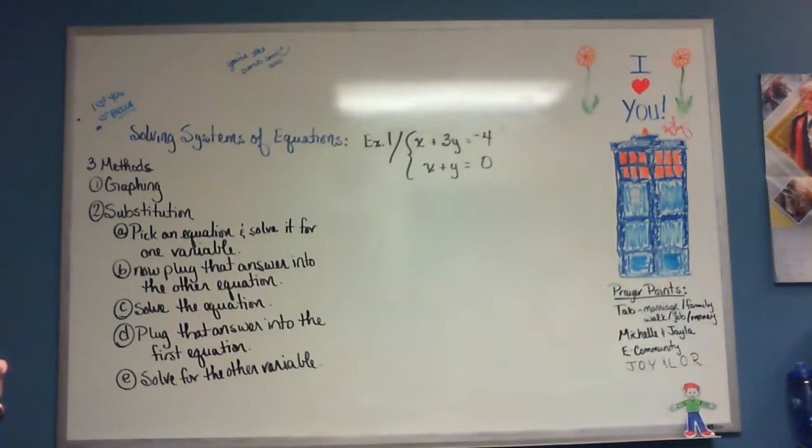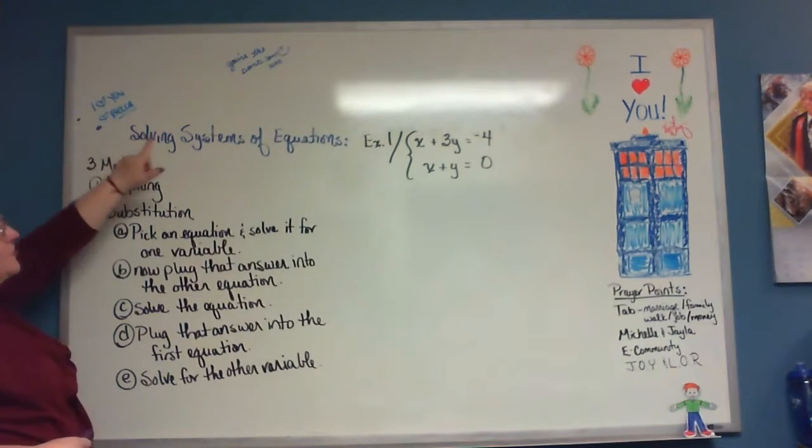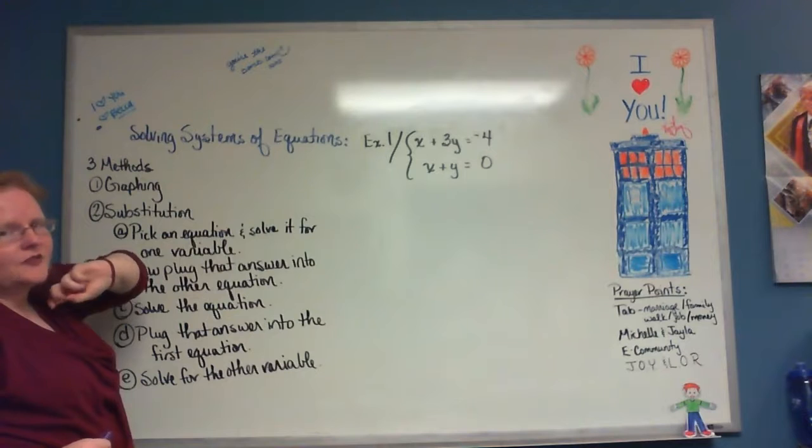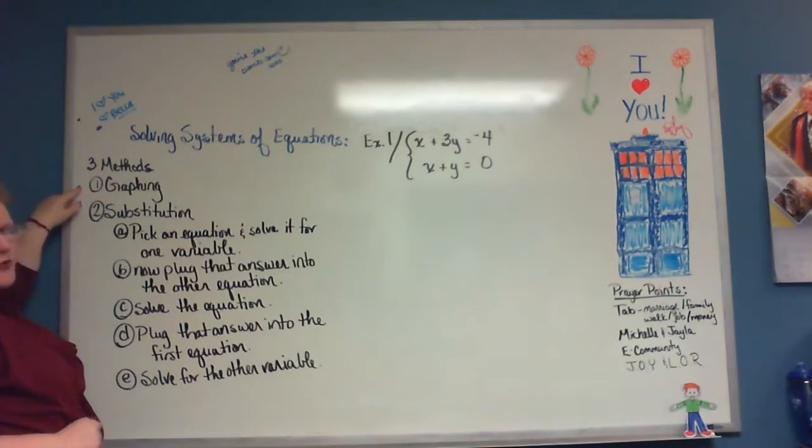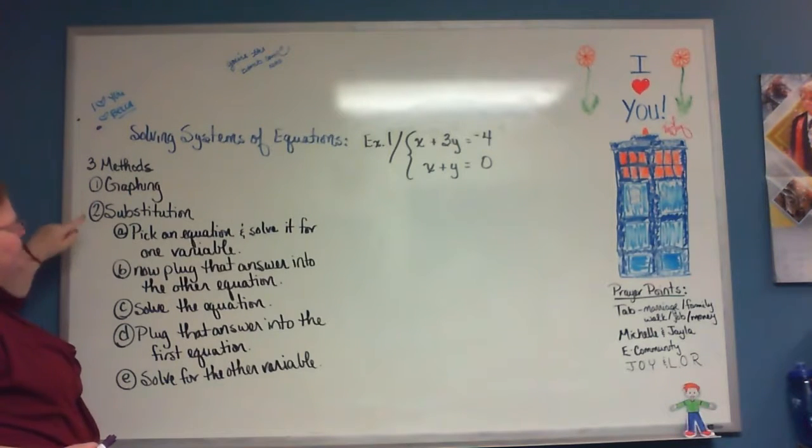Okay, this is section 11.2. We're back to solving systems of equations, just like we did in the last one, only this time we're doing them a different way. Last time we said there were three methods. The first one we were going to talk about was graphing. We talked about that one last time. You did some graphing. This time we're going to talk about something called substitution.